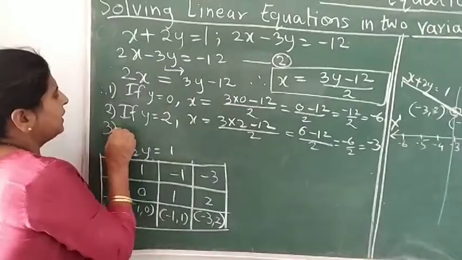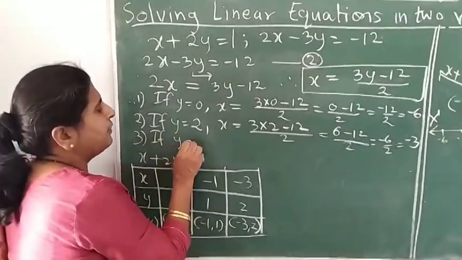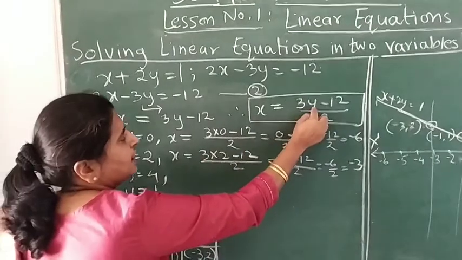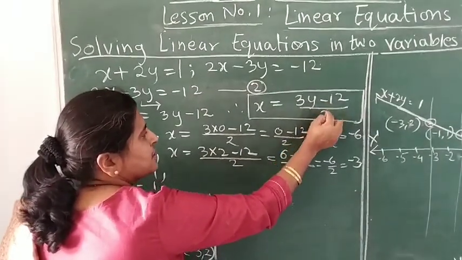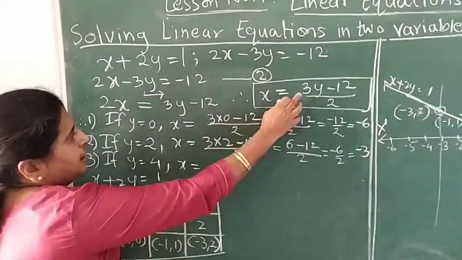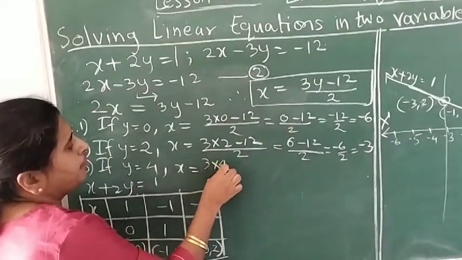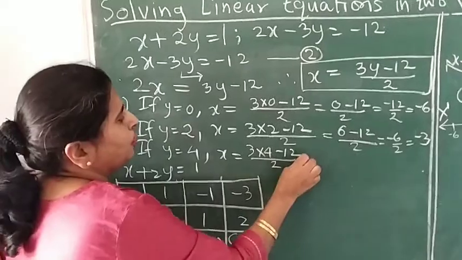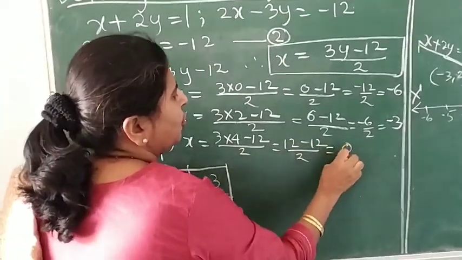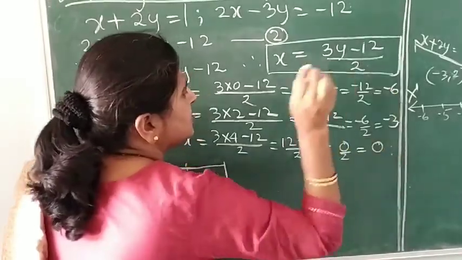Like that we can take, instead of taking 3, we can go for 4. So if it is 4, what will happen? 4 3s are 12. 12 minus 12, 0. 0 upon 2 is 0. So we get x equal to (3 into 4 minus 12) upon 2, that is 12 minus 12 upon 2. 0 upon 2, we got 0.